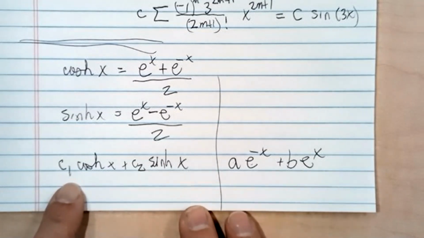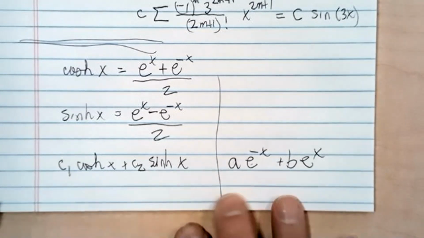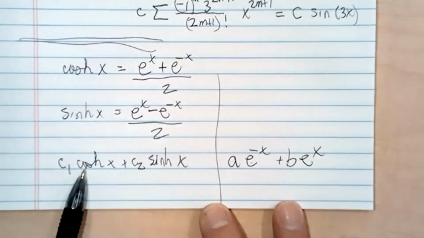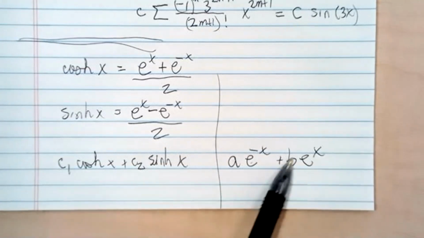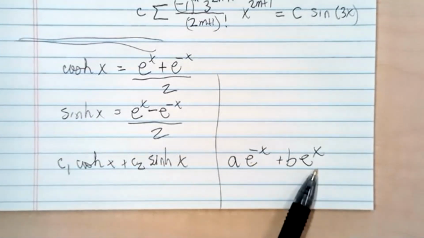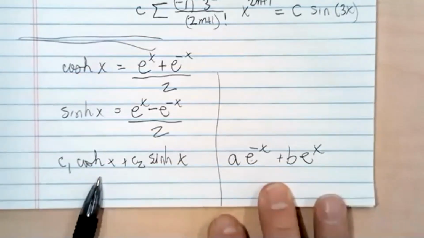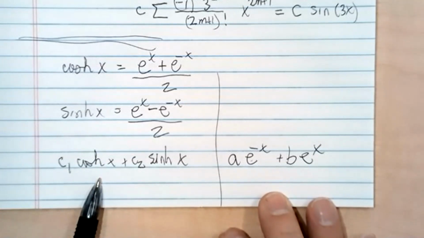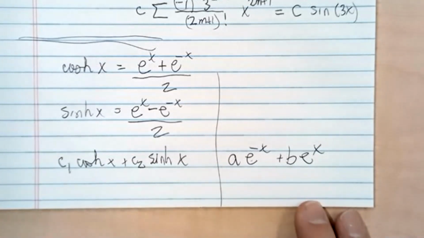It just kind of depends on how you handle the problem. You might have cosh and sinh for both ways of solving it. You might have e to the minus x and e to the plus x for both ways of solving it, or you might get a mixture. But just realize they are mathematically equivalent. The constants will be different, but that's all.